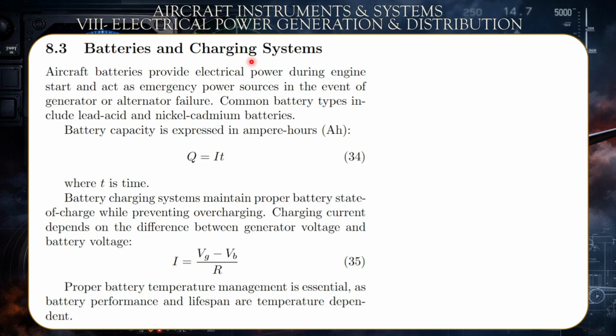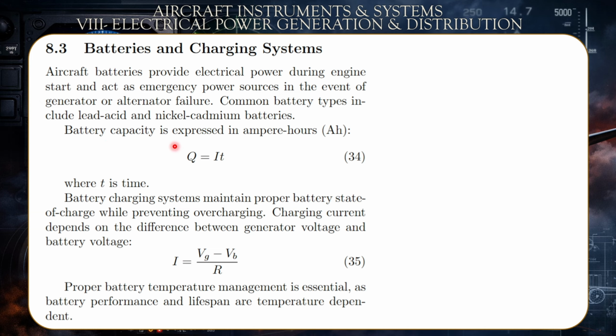8.3 Batteries and charging systems. Aircraft batteries provide electrical power during engine start and act as emergency power backup sources in the event of generator or alternator failure. By the way, DC generators were used more commonly in smaller aircraft. Meanwhile, alternators are used in larger, heavy aircraft such as Boeing airplanes. Common battery types include lead acid and nickel cadmium batteries.